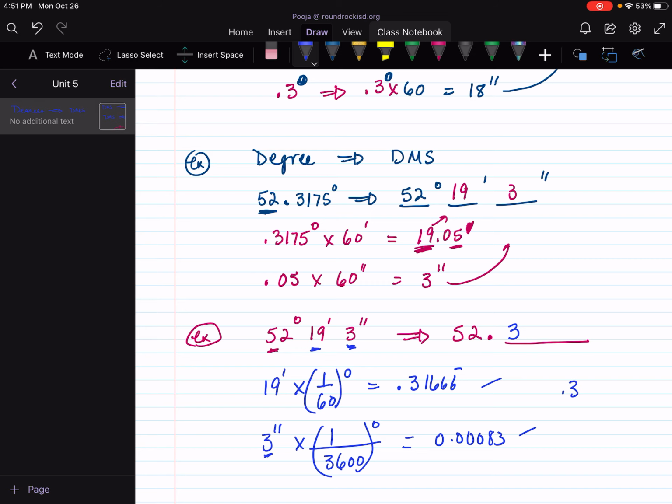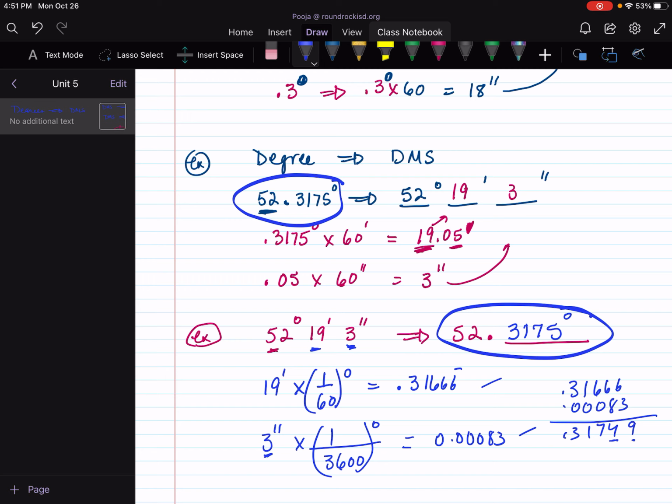So basically, you can add them on the side: 0.31666 plus 0.00083 gives 0.3175 degrees. And if you notice, the question here and the answer here match, and the question here and the answer here match, because I showed you how to do it both backwards and forwards. All right, hopefully these were enough examples. I'll see you in the next video.